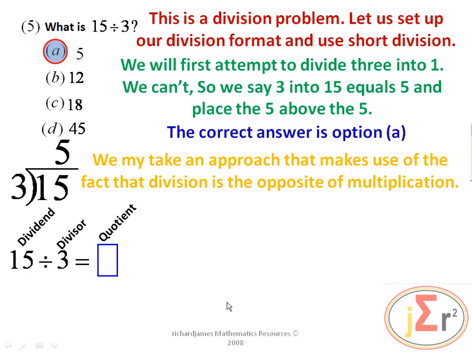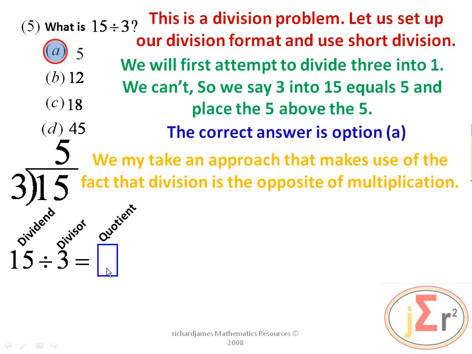So let us say that again. If we are dividing 15 by 3, we say 3 into 15. Saying 3 into 15, we are actually saying, what number do we multiply by 3 and the result is 15.